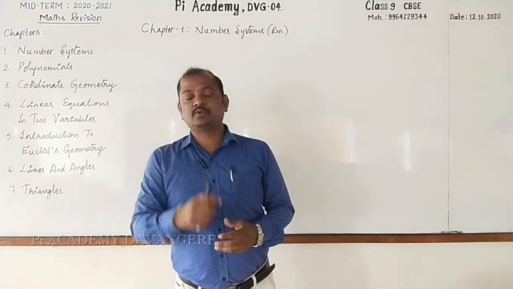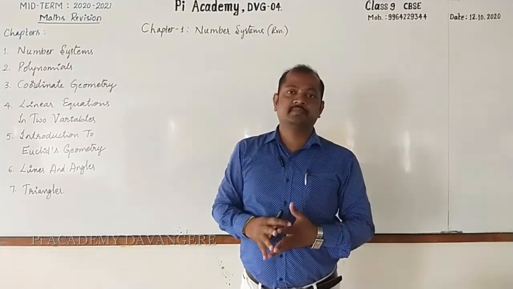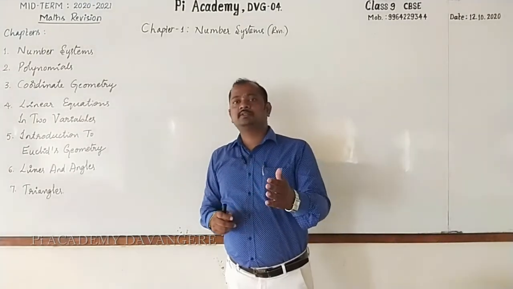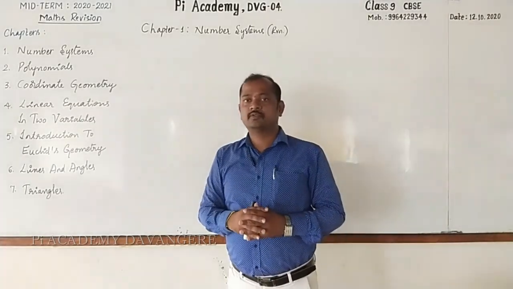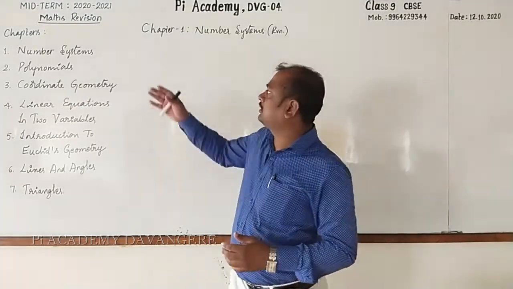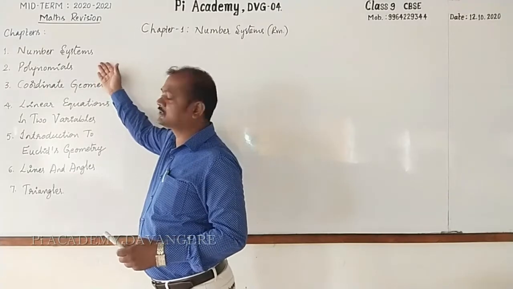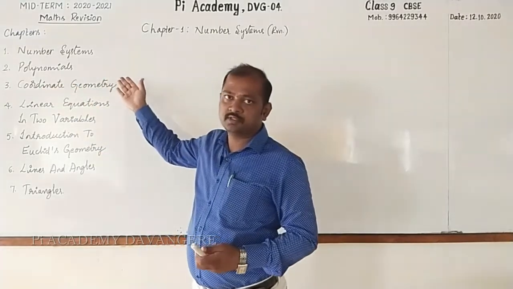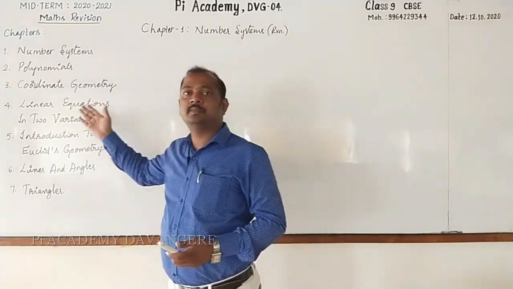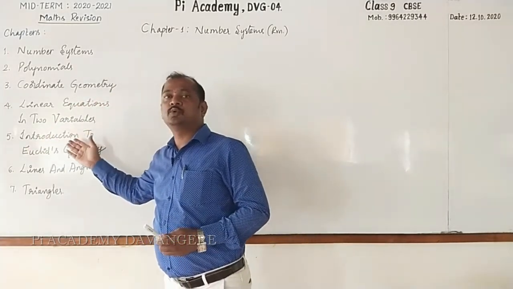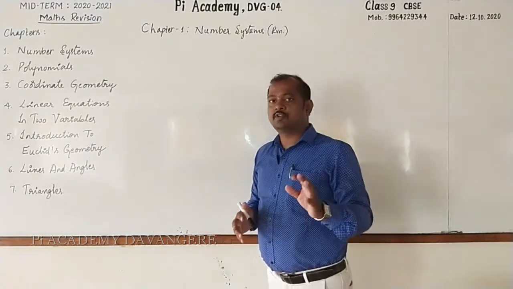Dear students, in today's class we are going to revise the midterm syllabus of mathematics. You all know that in mathematics, so far we have learned the first 7 chapters given in the NCERT text, right? And these chapters are written on the board. Please go through them. First one is number systems, second one polynomials, third one coordinate geometry, fourth one linear equations in 2 variables, fifth one introduction to Euclid's geometry, sixth one lines and angles, and seventh one is triangles.